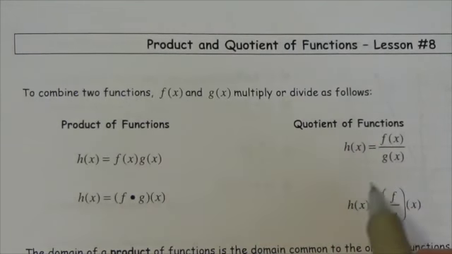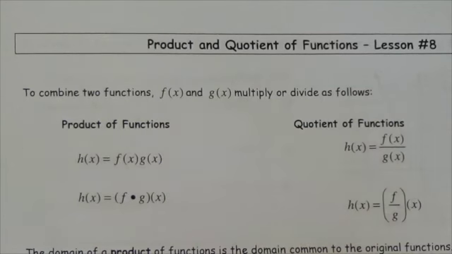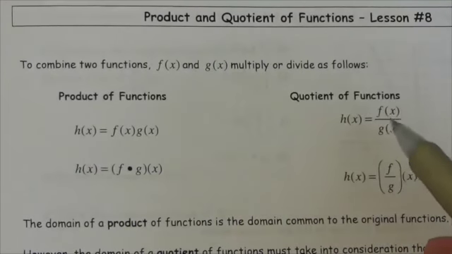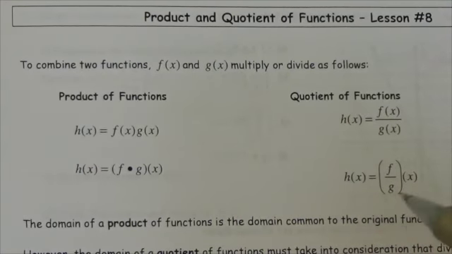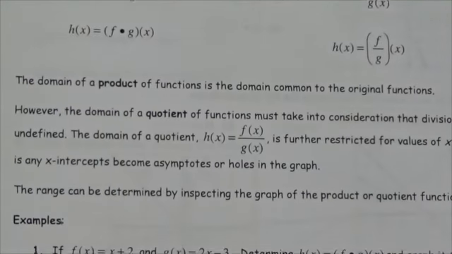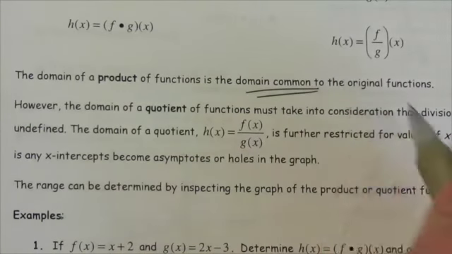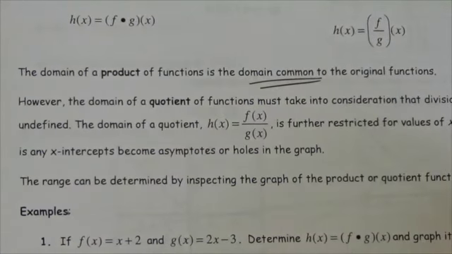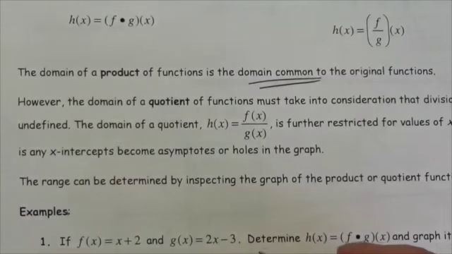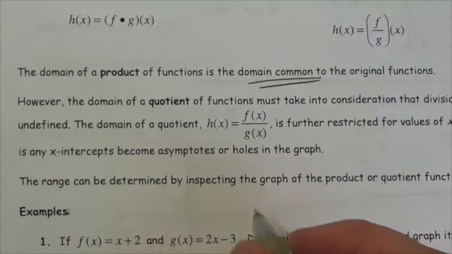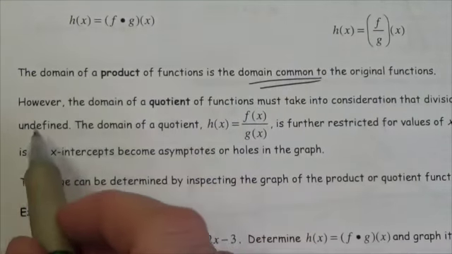Okay, and when it comes to the quotient, there's really nothing we can hide here, no special notation. f(x) divided by g(x), or f divided by g, all of x. Now the domain of the product of the functions is the domain, once again, common to the original functions. You can't multiply functions together where they don't exist. So it's got to be common to both those functions here.